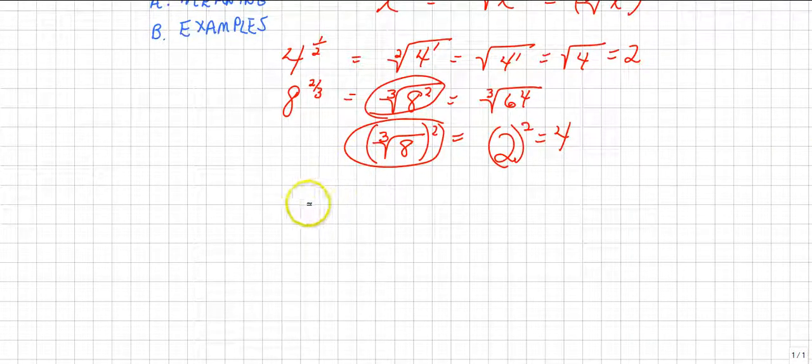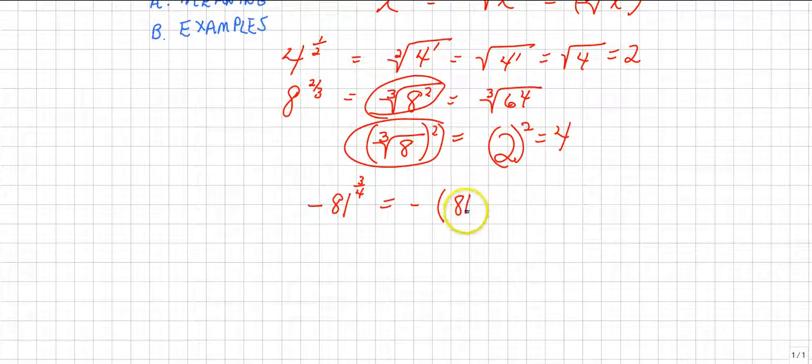Let's throw a negative in there. Let's go negative 81 and raise that to the 3/4. Now you got to be careful with that negative sign. That negative sign is outside of the radical. It's like negative and then the rest of the problem, 81 to the 3/4. So when the negative sign is not inside the parentheses, that's the last thing you want to deal with. So we're going to pretend like it's not even there for a while. We'll carry it along, but we're not going to deal with it until the very end.